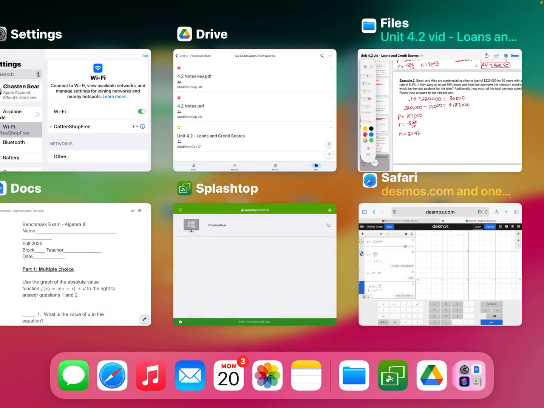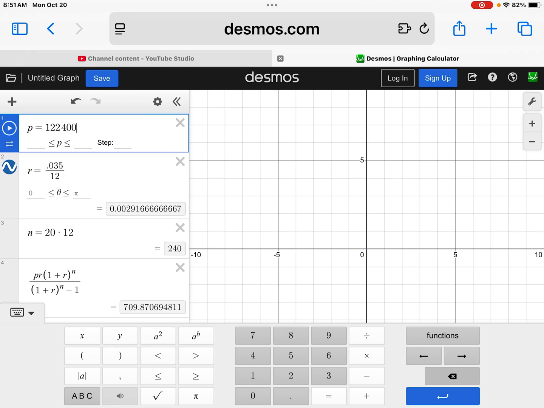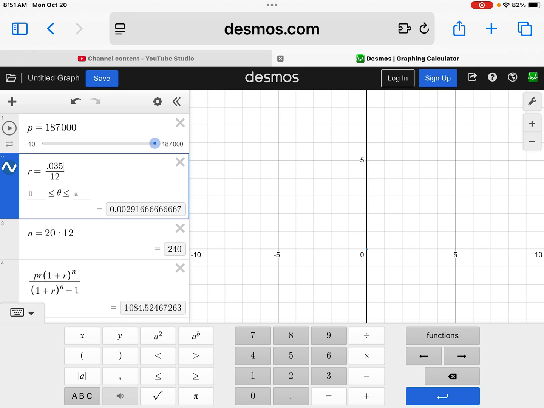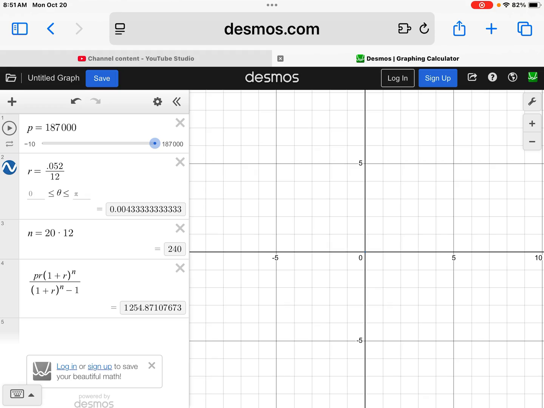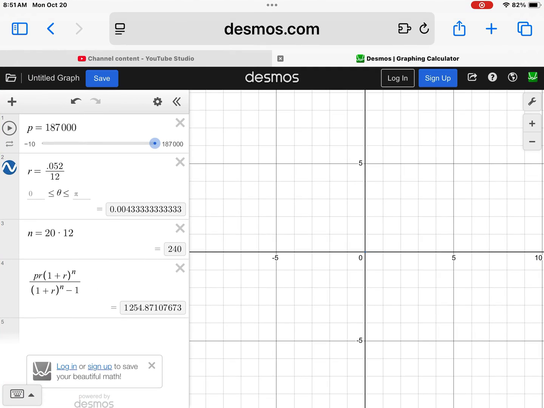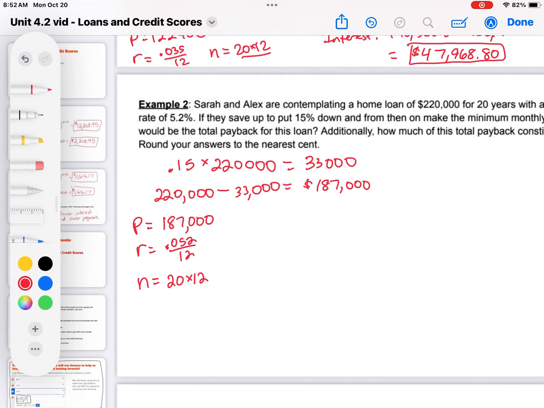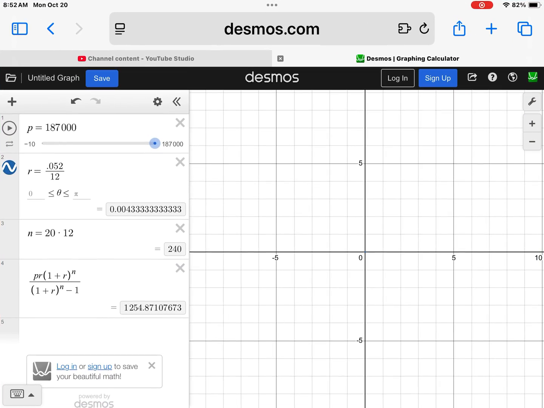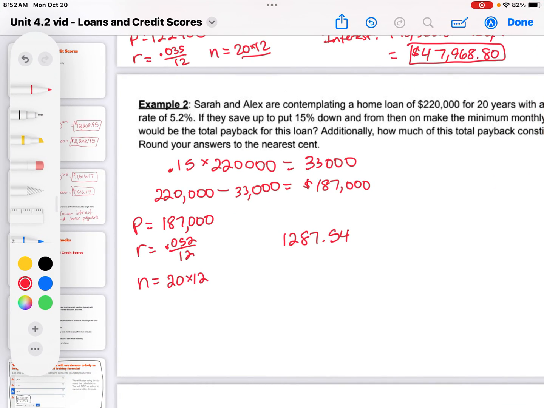Then we're going to go back to what we have in Desmos and change the numbers that we had before. As long as I didn't make a mistake on those, everything checks out, so it looks like my payment is $1,254.87. Just double check, make sure I didn't mistype any. 1254.87, I see, I'm glad I double checked that. So that's my monthly payment, okay?